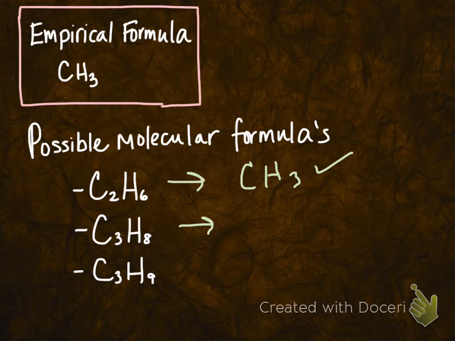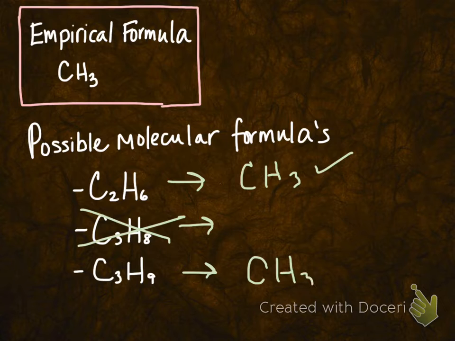What about C3H8? Well, what if we divided them by 3? That doesn't work. What if we divided them by 8? That doesn't work. C3H8 is already an empirical formula. Definitely not a possible molecular formula for CH3. What about C3H9? What if we divided the subscripts by 3? Oh, we'd get CH3. That's another one that's a possible molecular formula for the empirical formula CH3.